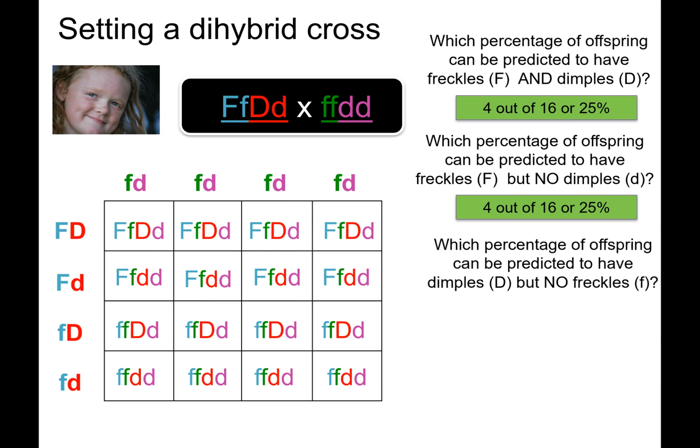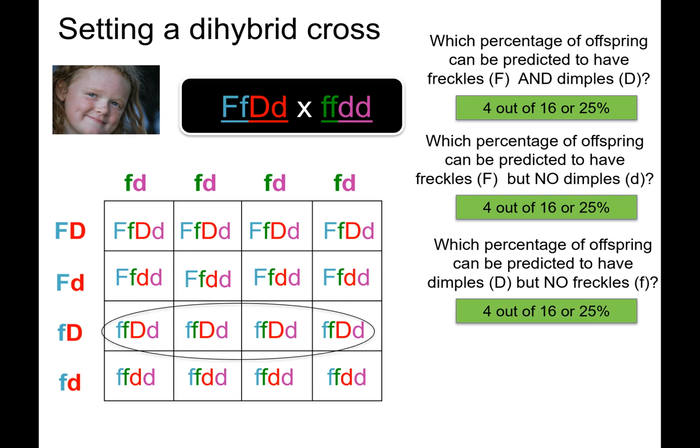And then what percentage of offspring could be predicted to have dimples but no freckles? So in this case, if you're looking at the dihybrid cross, which offspring would that be? If you said the third row, you're right. 4 out of 16 again, or 25%.